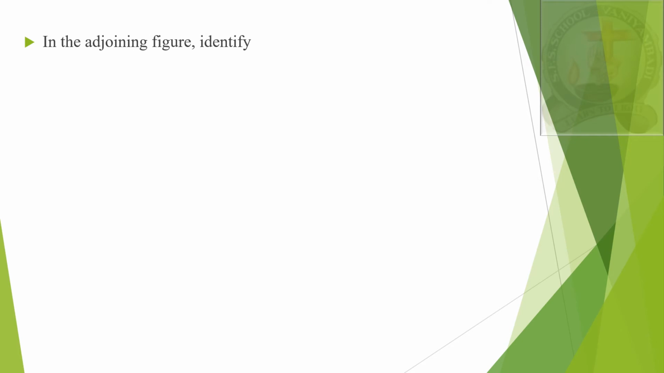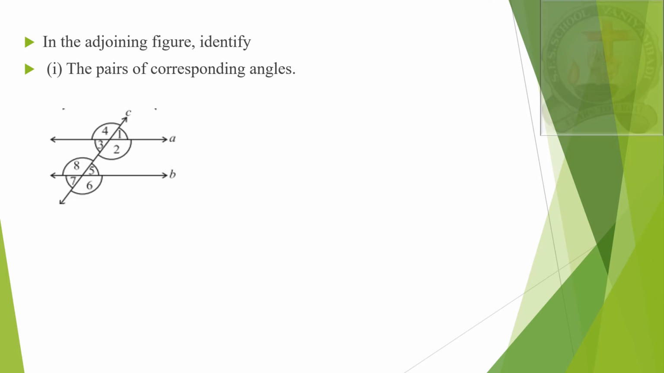In the adjoining figure, identify the pair of corresponding angles. Okay, where is the figure now? This is the figure. In this figure, we need to find the pairs of corresponding angles. But before that, we'll remember the conditions for any two angles to be corresponding angles. First, they should have different vertices. The second condition is they should lie on the same side of the transversal.